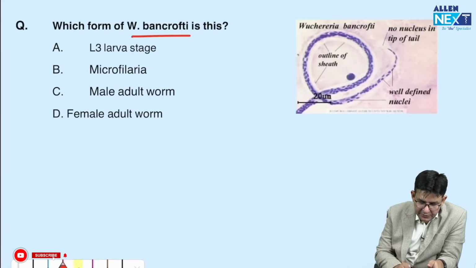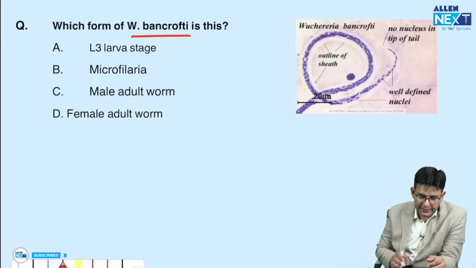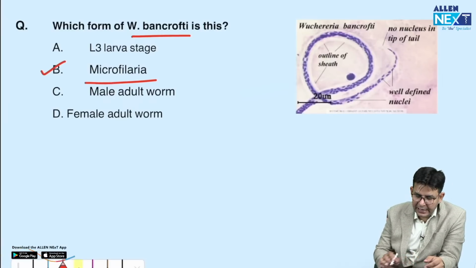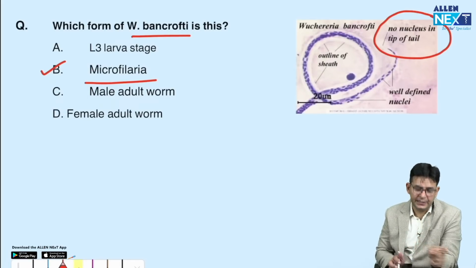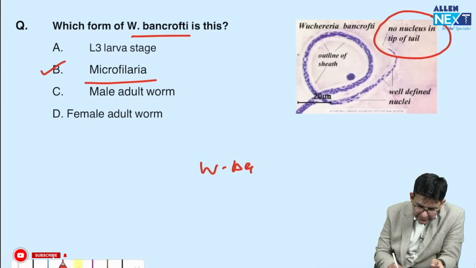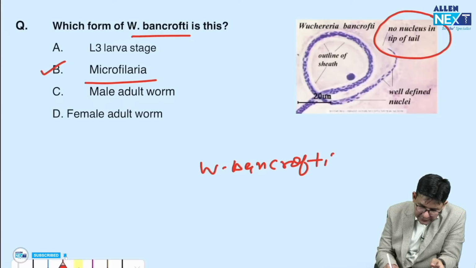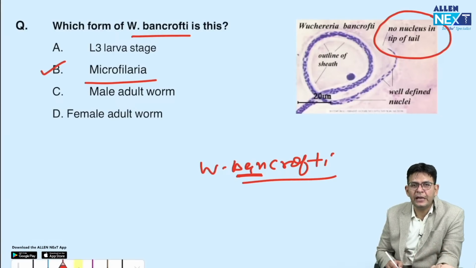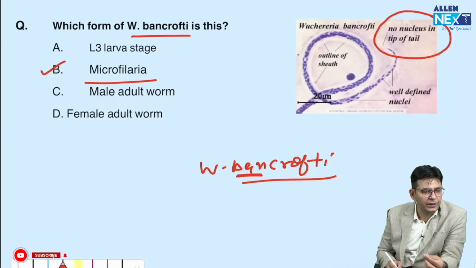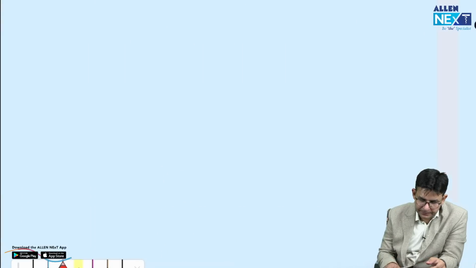Now, this is Wuchereria bancrofti, and this is the microfilaria of it. And as you can see, in the tail tip there is no nucleus in Wuchereria bancrofti. And how to remember that? Remember like this: there is a ban on the nucleus. And terminal 2 nuclei is a feature of Brugia malayi. Okay, Brugia malayi microfilaria is having what? Terminal 2 nuclei. That also needs to be remembered.